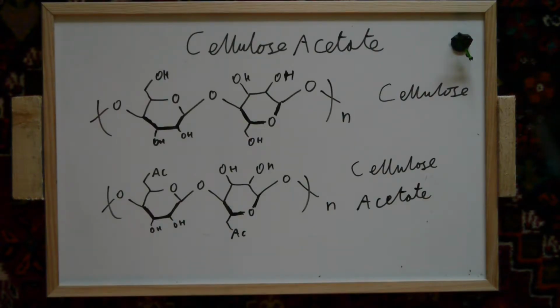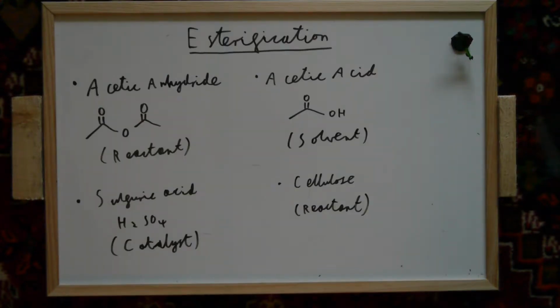Firstly, we have cellulose acetate. This is made from cellulose, a natural polymer found in wood. This is converted into cellulose acetate via reaction with acetic anhydride called esterification, with acetic acid as a solvent and sulfuric acid as a catalyst.